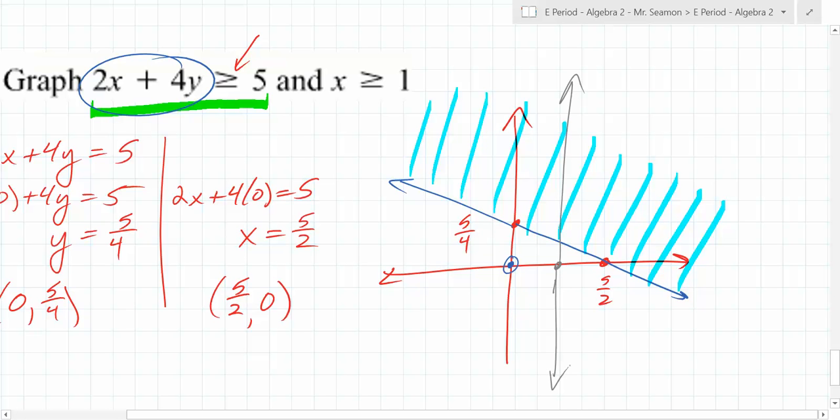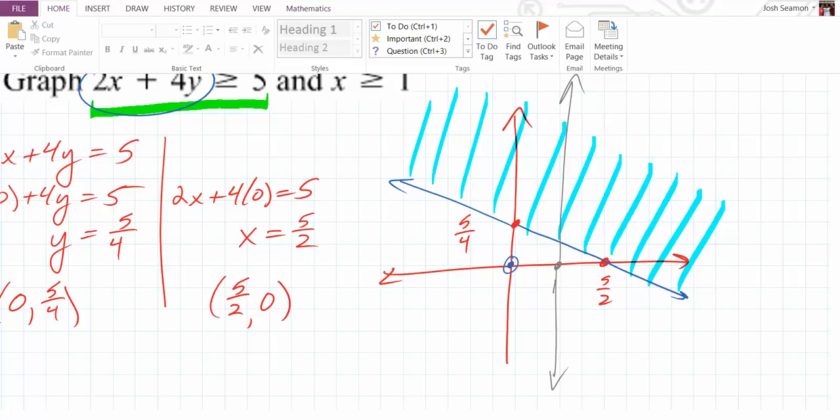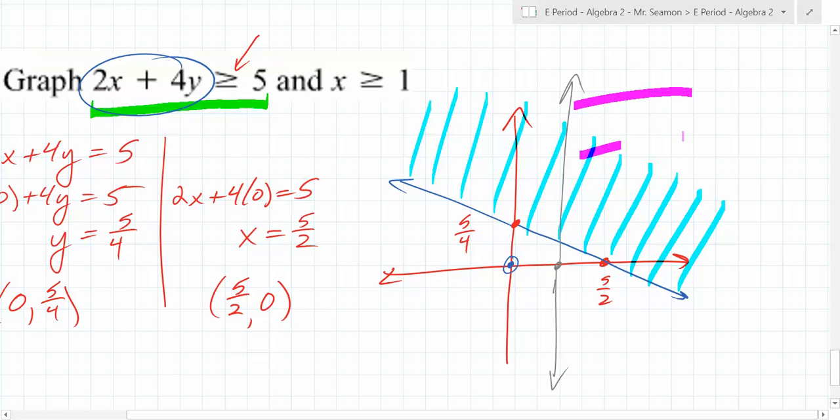Do I keep it solid or do I make it dotted? Keep it solid. Now, what point do I test? Origin! Always answer origin unless the line goes through the origin. So in this case, is 0 greater than 1? No. So do I shade the left or right of this line? The right-hand side. So let's shade to the right here.